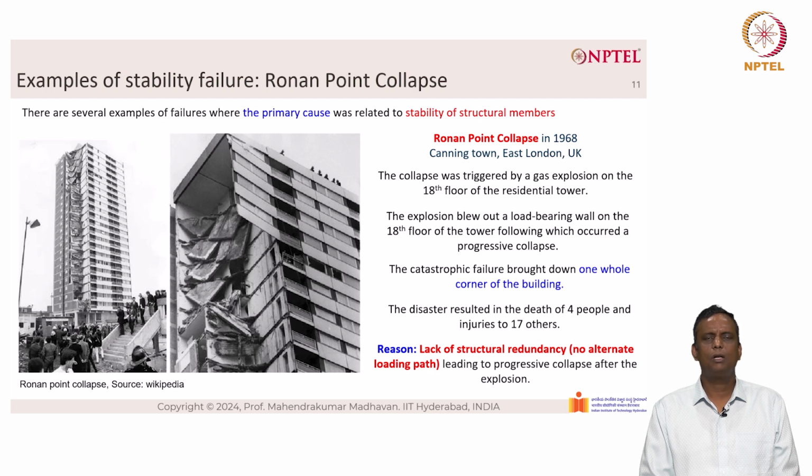So basically the load of the 18th floor came to the 17th floor, which caused the collapse of the 17th floor. And the 17th floor plus the 18th floor caused the collapse of the 16th floor and so on and so forth, leading to a progressive collapse. So the catastrophic failure brought down one whole corner of the building. This disaster resulted in the death of 4 people and injury to 17 others. The reason is the lack of adequate structural redundancy, which means that there are no alternate load paths, leading to progressive collapse after the explosion.